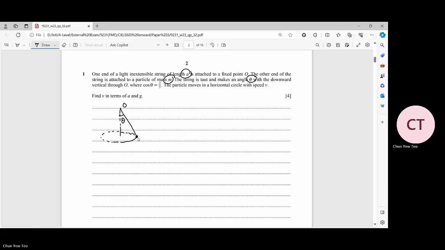This is the O. This is the mass. This is the weight mg, and this is the tension. And the length of the string is a. Then we need to find the radius. Since they give you cos theta is equal to 2/3, we can actually draw a triangle. 2 here, 3 here. This one will be square root 5.